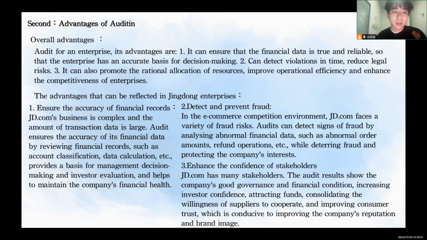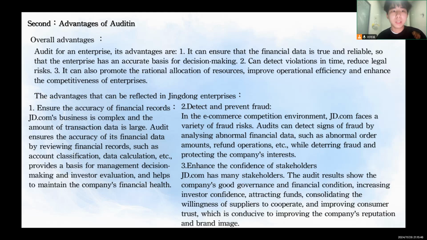The advantage of the Jingdong enterprise: safeguards the accuracy of financial records, maintain the financial health of the company by reviewing financial records such as account classifications, data classifications to ensure the accuracy of data and provide a basis for management decisions and investor evaluations, and fraud detection and prevention.